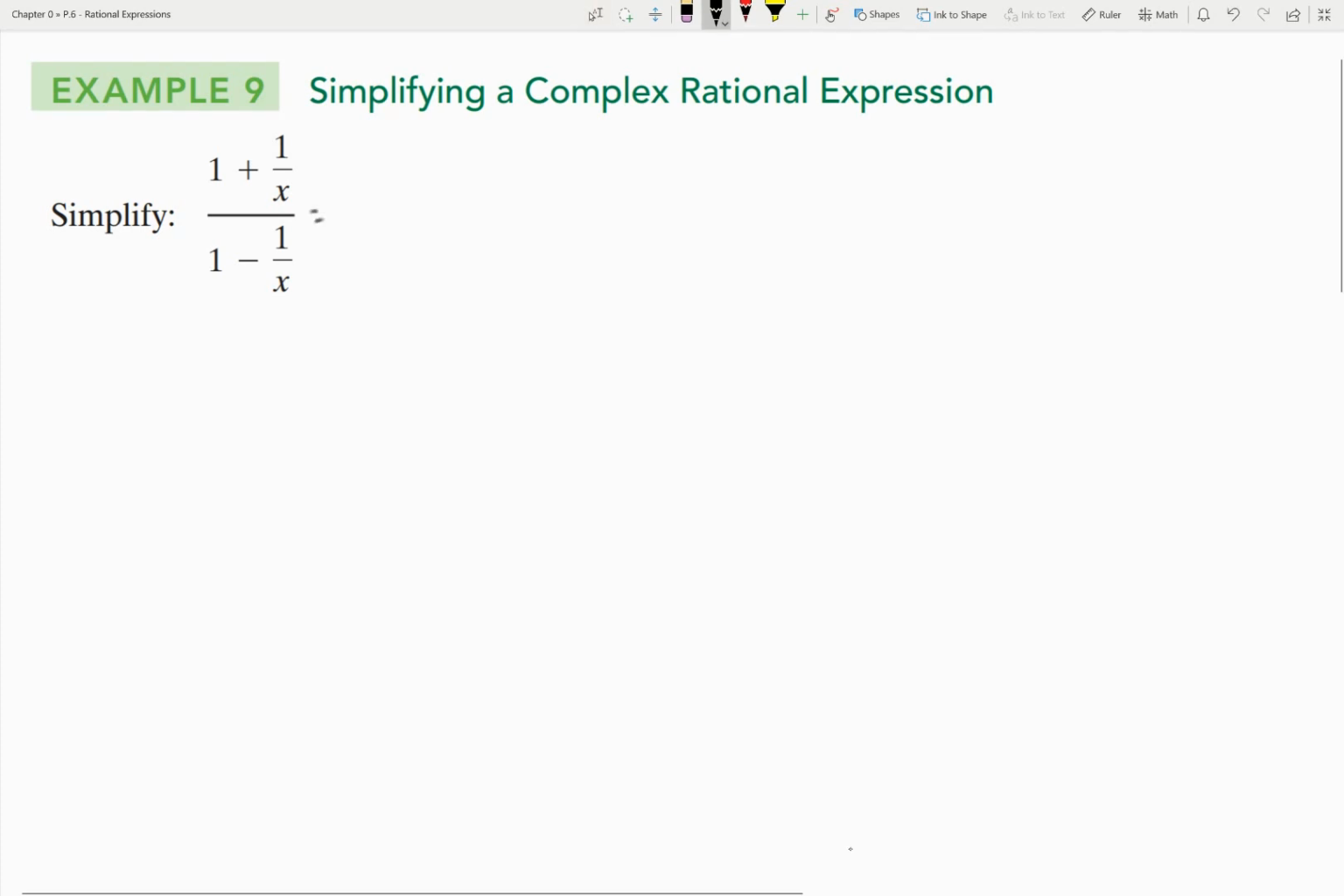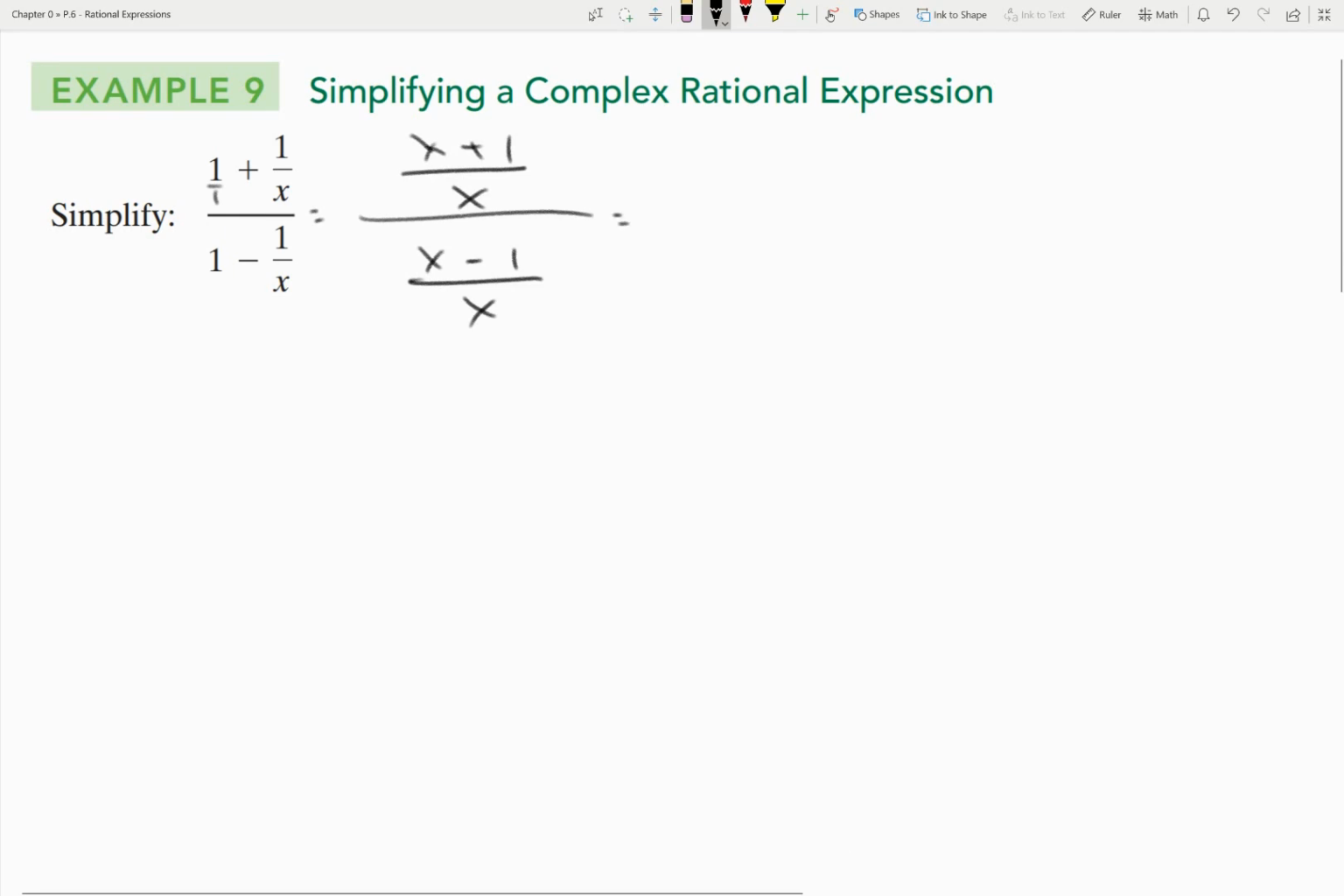Working with just the numerator. So the common denominator there is x, right? Because this is a 1 over 1. So we would have, now multiply this one by x plus 1. So there's my numerator. Denominator, same thing. We have a common denominator of x, and it becomes x minus 1.